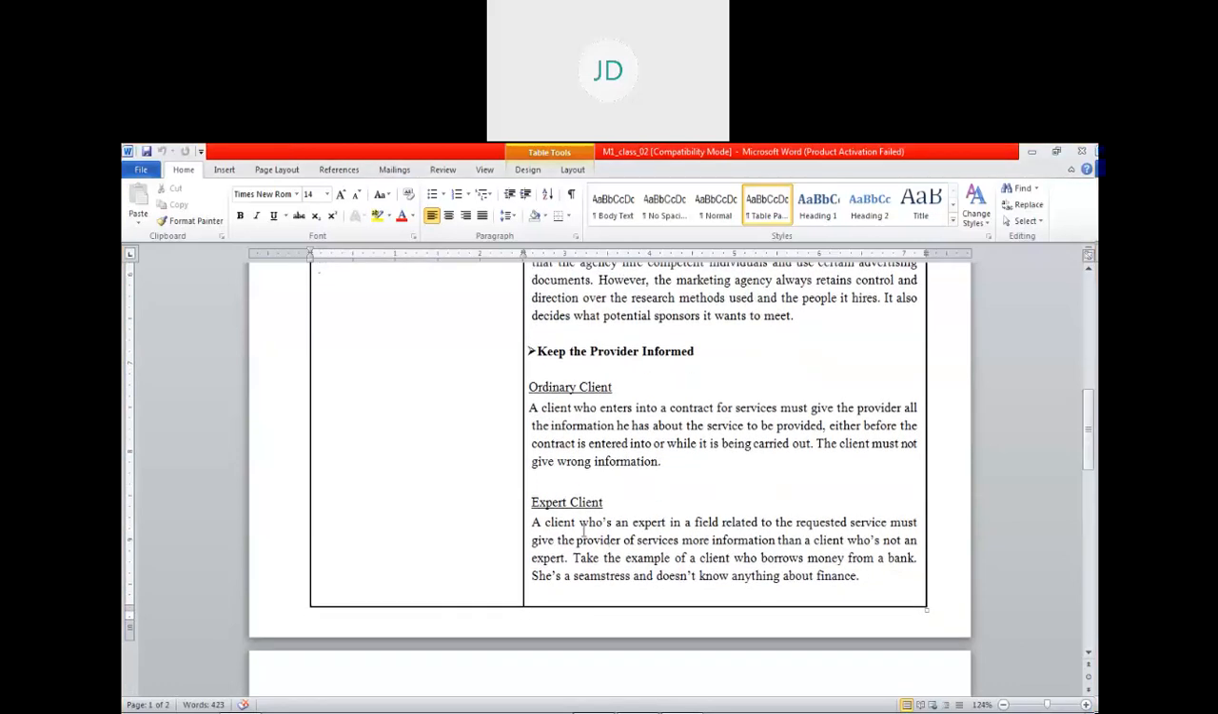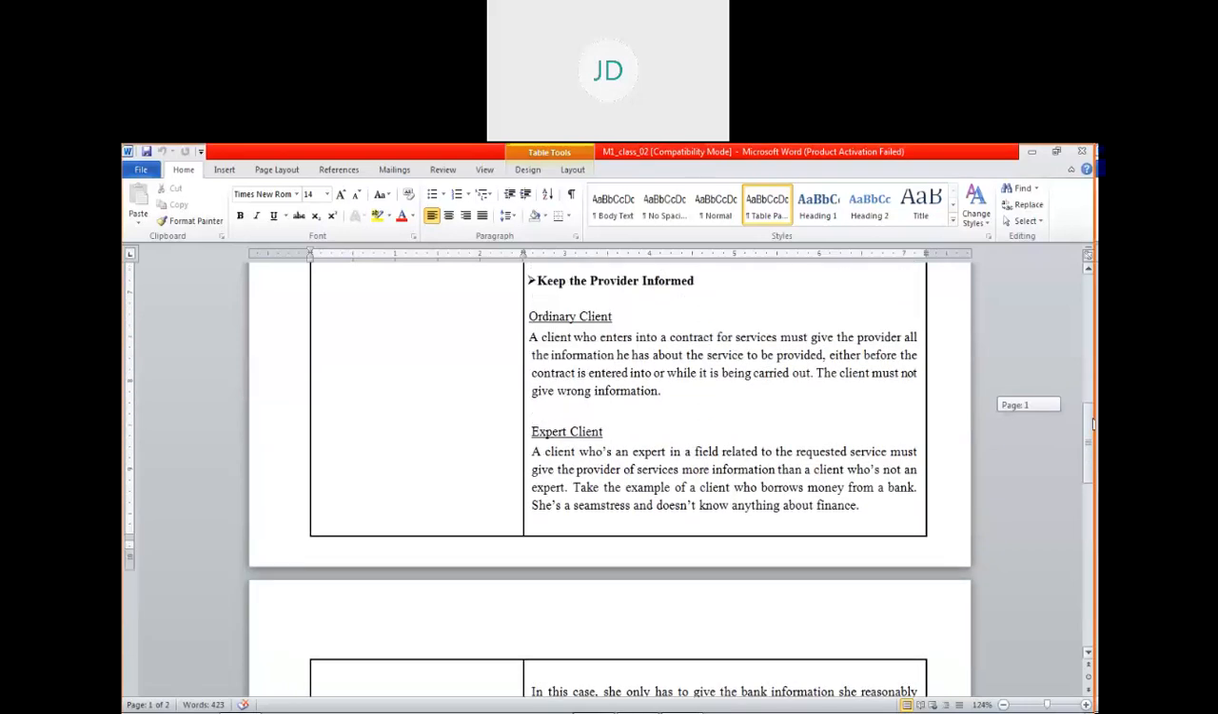Now let's discuss the expert client. A client who is an expert in a particular field related to the respective service must give the provider of service more information than a client who is not an expert. Suppose I'm a civil engineer, so I know something about building construction. If I approach a consulting firm or construction firm to build my house, I can give more information than an ordinary person, like the exact plot area, or where to place the ventilation or windows. I can give some preferences like that.